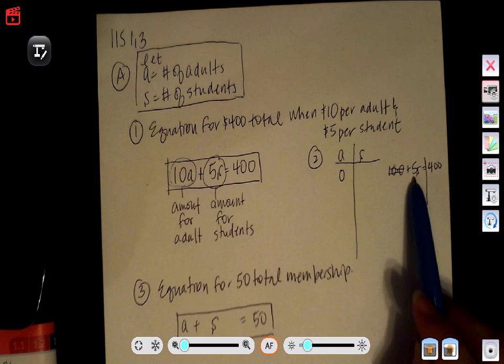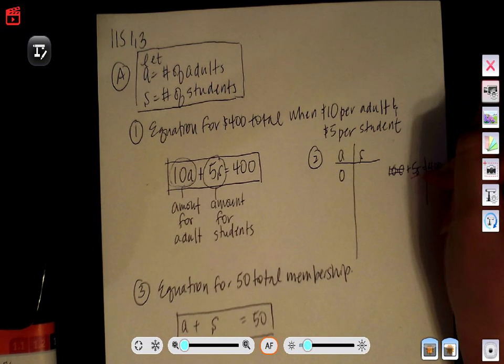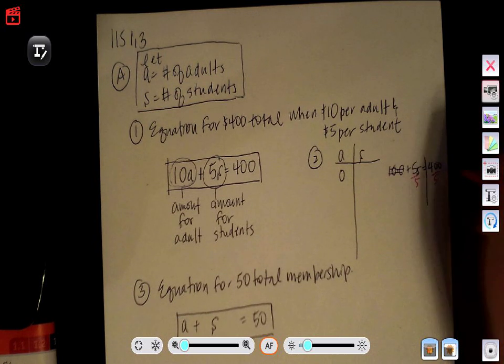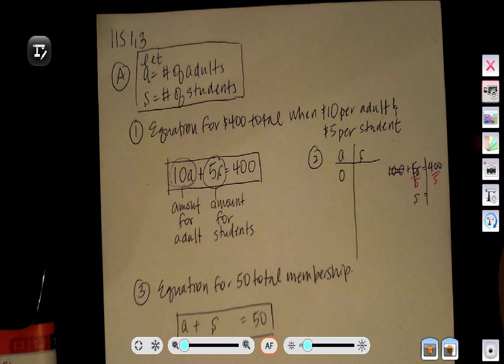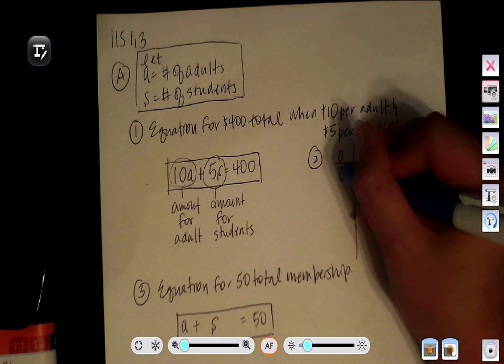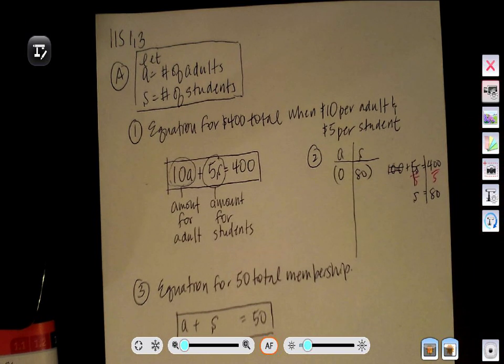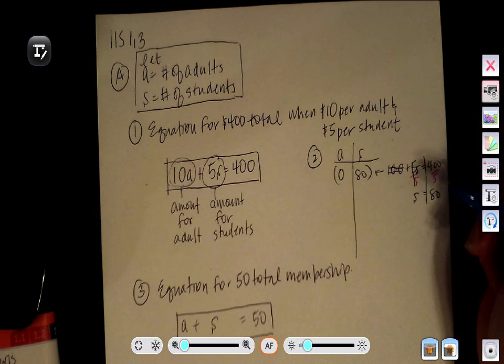So if it's $5 per person for each student, you would divide 400 by 5 on both sides of the equation and use pouches and coins to find out that the S value would be 80. In other words, if you have no adults and 80 students, that's one pair of coordinates that would give you $400 total. Okay, so all of this work is for this one right here.